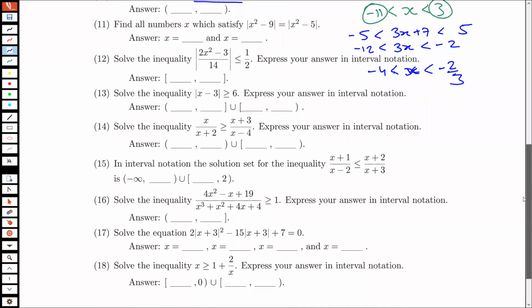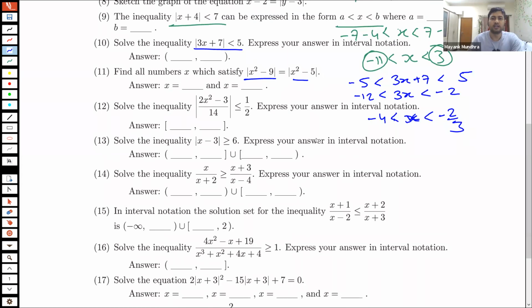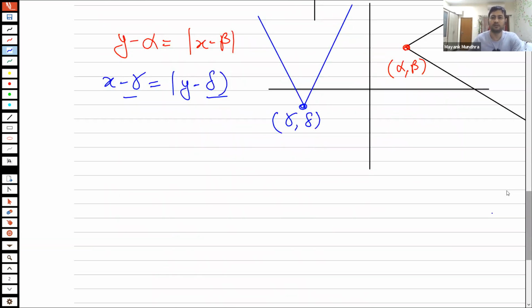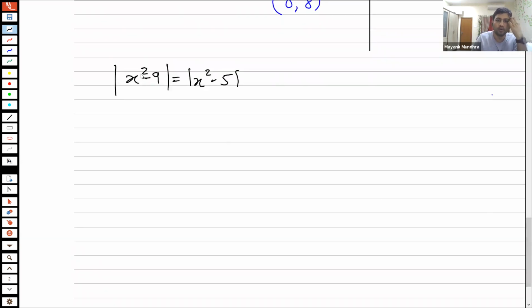So question number 11. Mod of x square minus 9 equals to mod of x square minus 5. Find all x which satisfy this. Okay. So one thing is when both of them are positive, when this thing is positive and this thing is positive, think inside the mod.